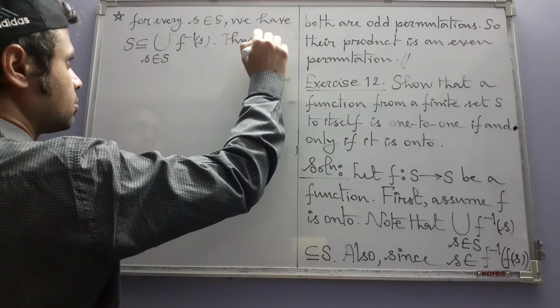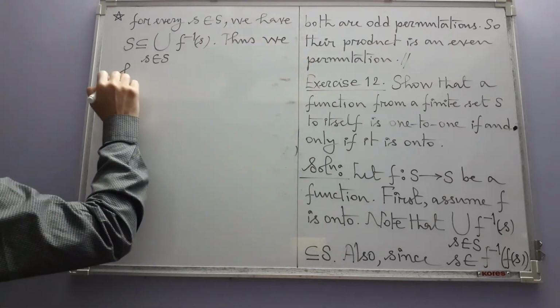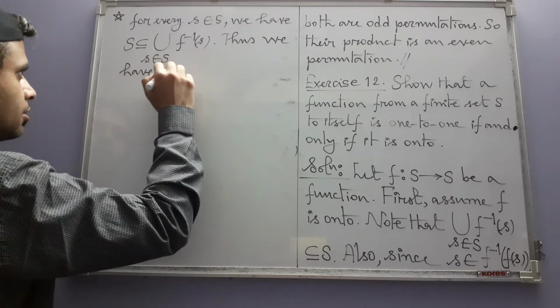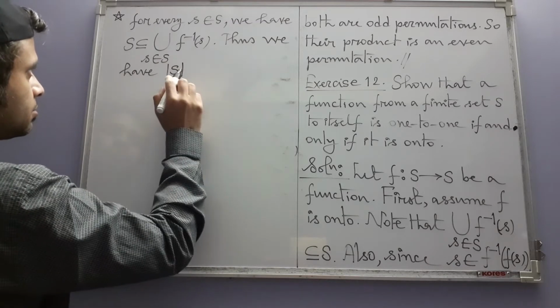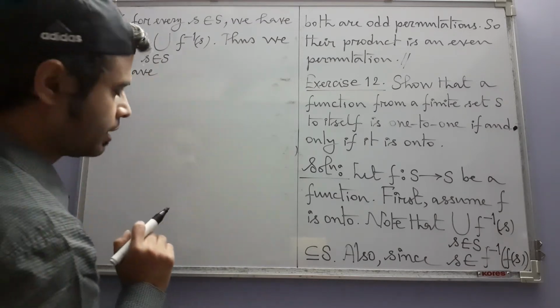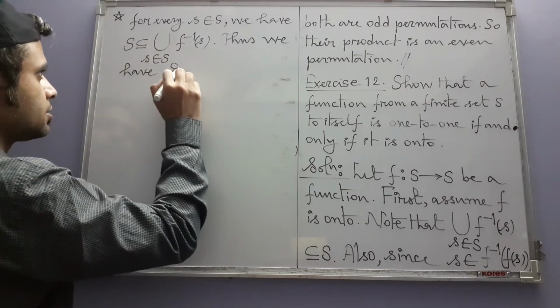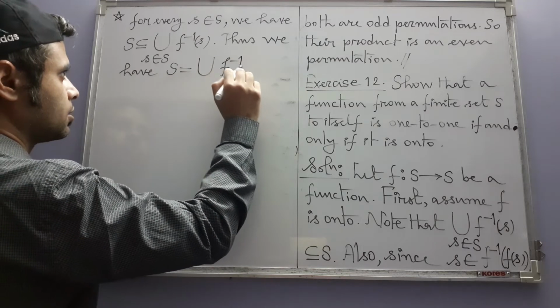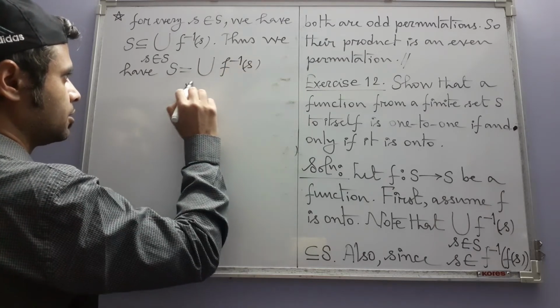Thus, we have... the number of elements in S. Oh, sorry, I am going ahead of myself. S is equal to the union of all possible inverse images.